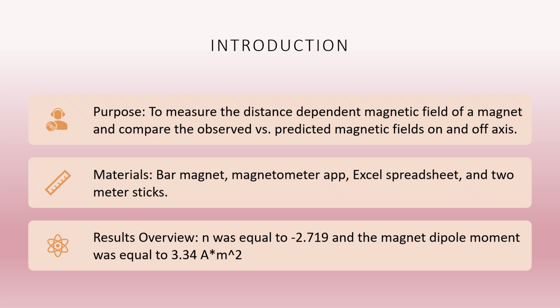So the materials include a bar magnet, a magnetometer app, Excel spreadsheet, and 2 meter sticks. The results overview was that N was equal to negative 2.719 and the magnetic dipole moment was equal to 3.34.